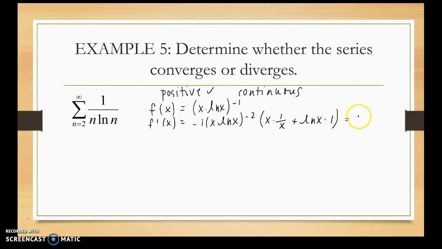So cleaning this up a little bit, 1 plus ln of x all over x ln of x squared. We can't forget about our negative here, so we can put the negative out front if we want to write it like that. The denominator will always be positive. Remember, it's on the interval for all values x bigger than 2. So for any value bigger than 2, your derivative is always negative, and therefore your function is decreasing.